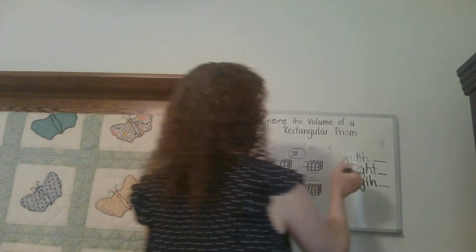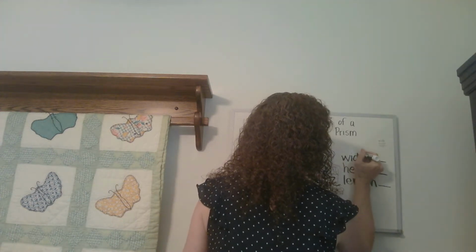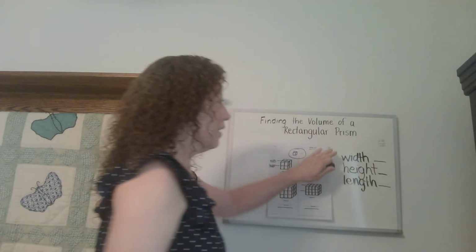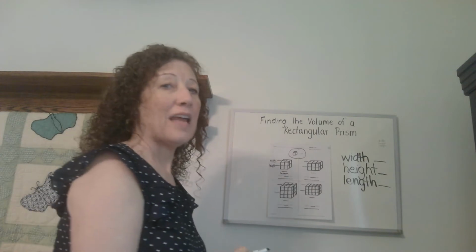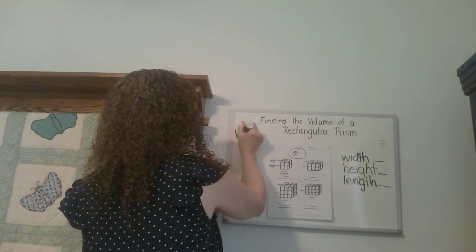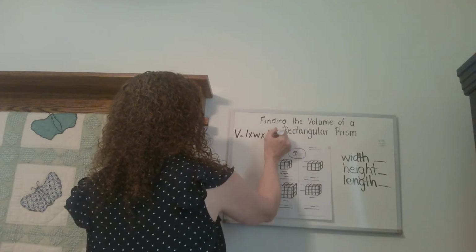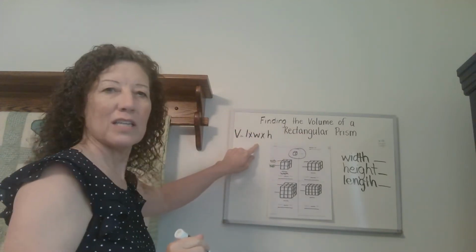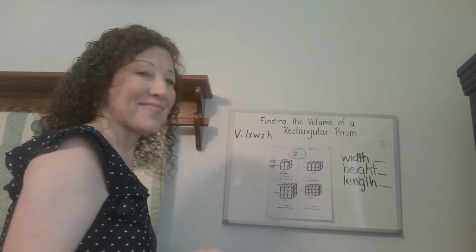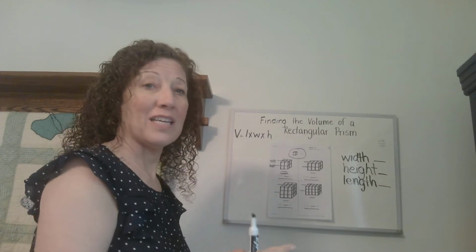Alright, so let me make this a little bit darker. Okay, so now we have width, height, and length. Now, when we are trying to find the volume of something, the formula for that would be volume, V, is equal to length times width times height. And when we are multiplying all those numbers, it really doesn't matter what order you put them in because you're going to get the same answer, right? So this is how you get the volume. You're going to multiply these three units together.